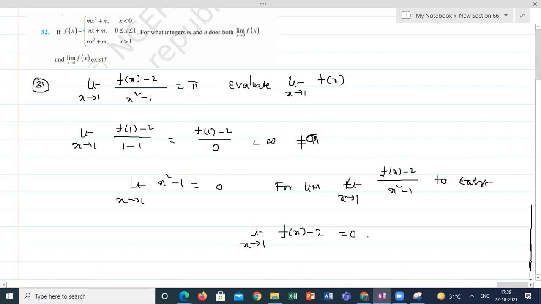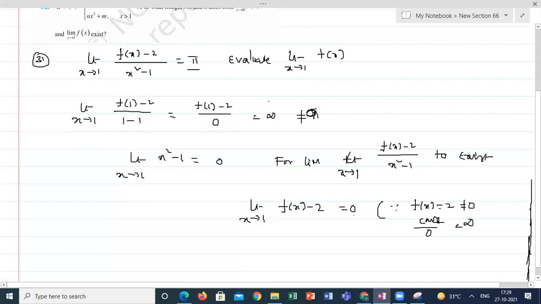From here, how to calculate my value? If it is not equal to 0, your answer is infinity. That means it is violating the given data. Since f of x minus 2 is not equal to 0, you will get some constant divided by 0, which makes the value of the limit infinity, which shows it is not equal to pi. So it should be some indeterminate form. If it is this, then only I can say the limit can exist.